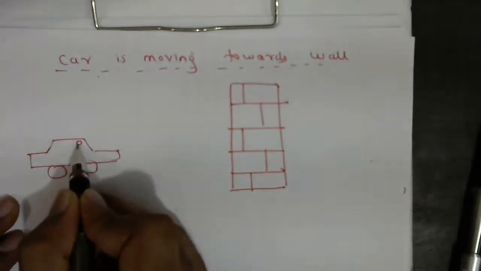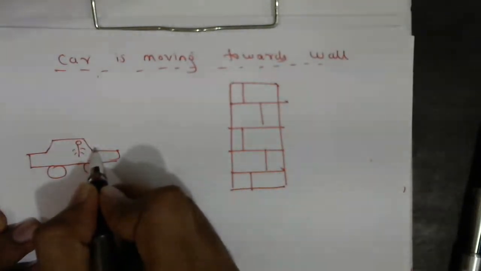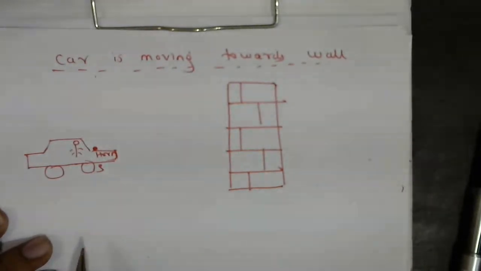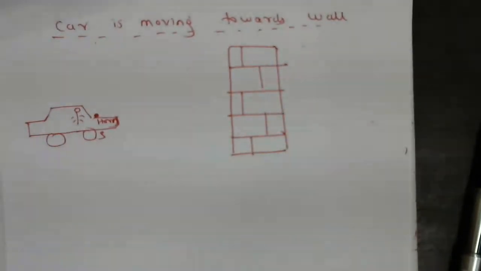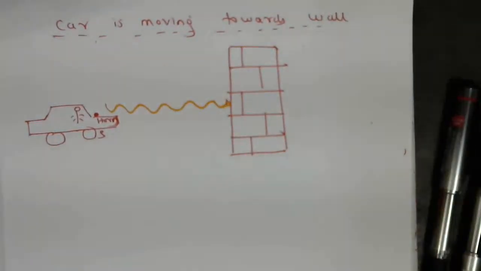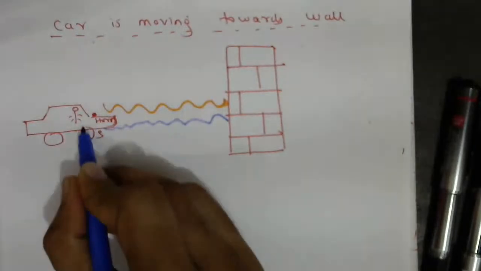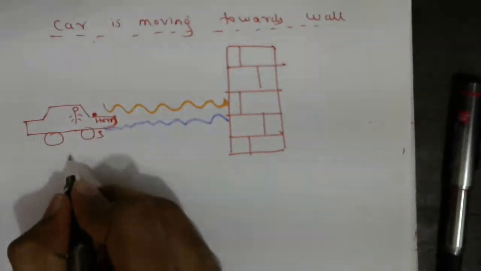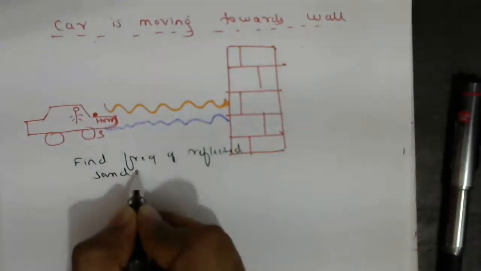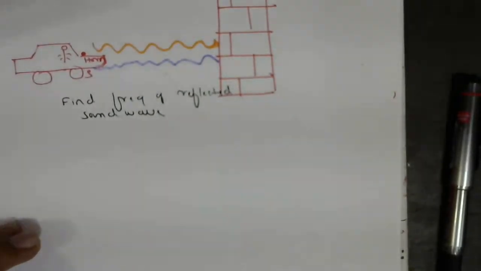Inside this car, one person is sitting. Whatever car horn is there, that car horn is nothing but the source now here. We are going to calculate the frequency of the reflected wave. Question understood? This one is the incident wave, incident sound, and here the sound will reflect back, and this sound is heard by this observer. Find the frequency of the reflected sound wave. Reflected sound wave we are going to calculate now.